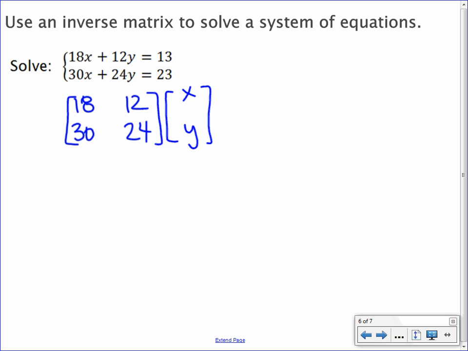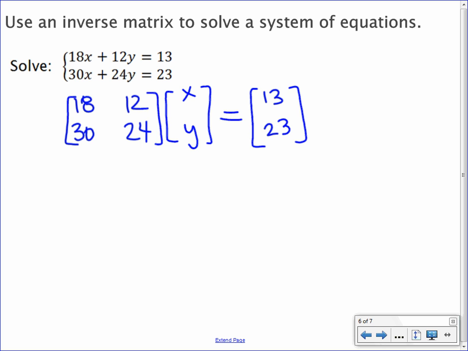I'm not done yet. Okay, 30 times x plus 24 times y. That's what we have over here, right? Right. That should equal the 2 by 1 matrix of 13, 23. So we have our coefficient matrix times our unknown matrix equals our constant matrix.